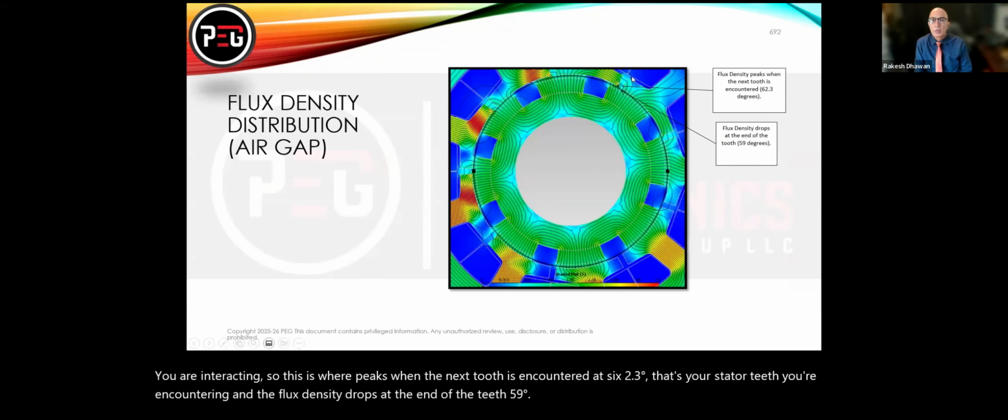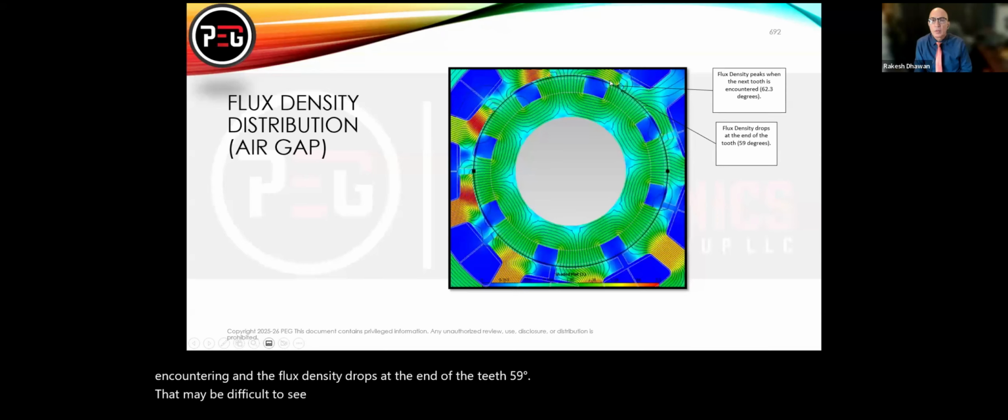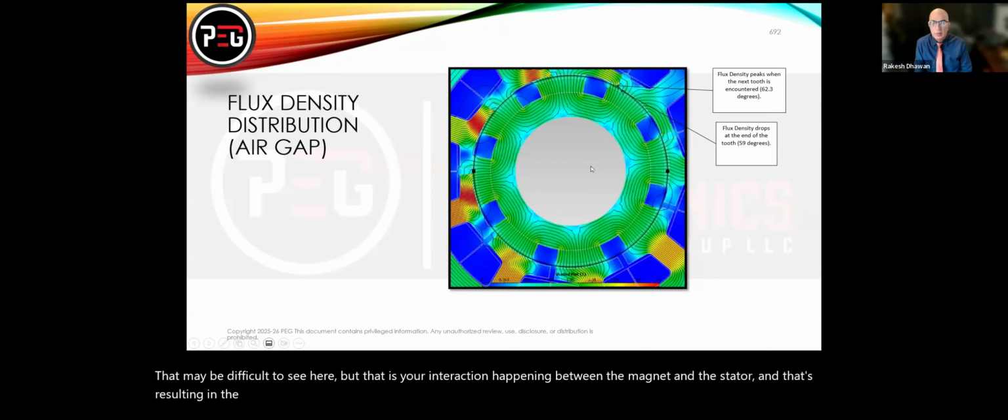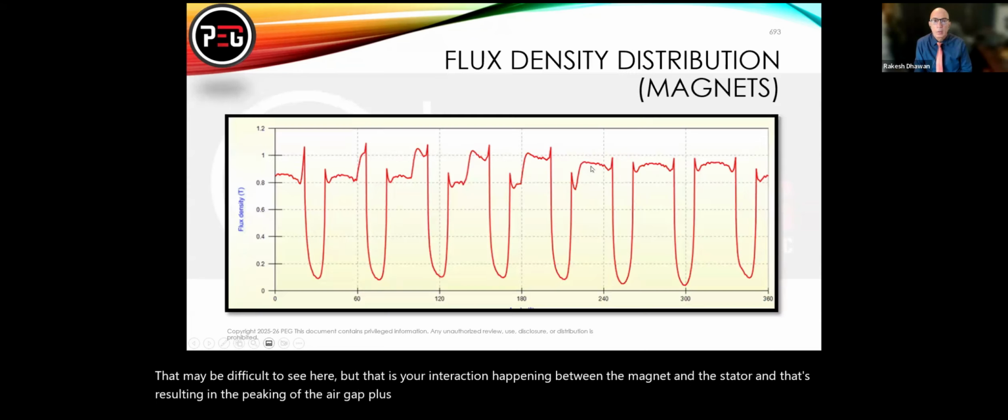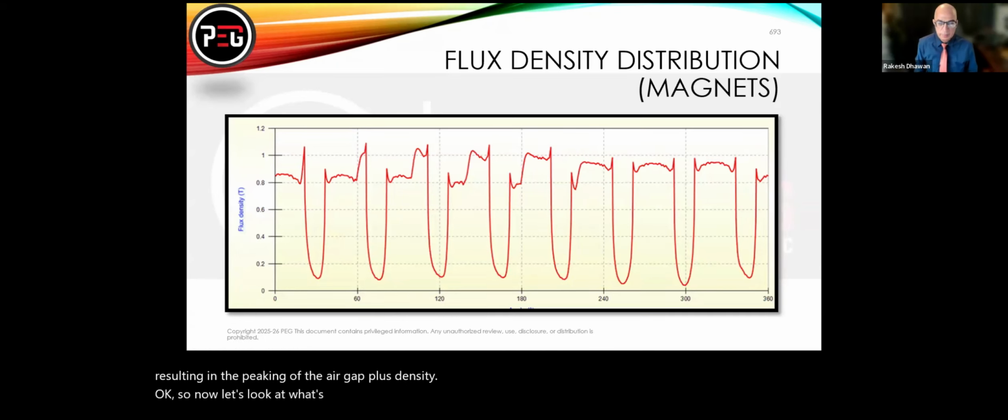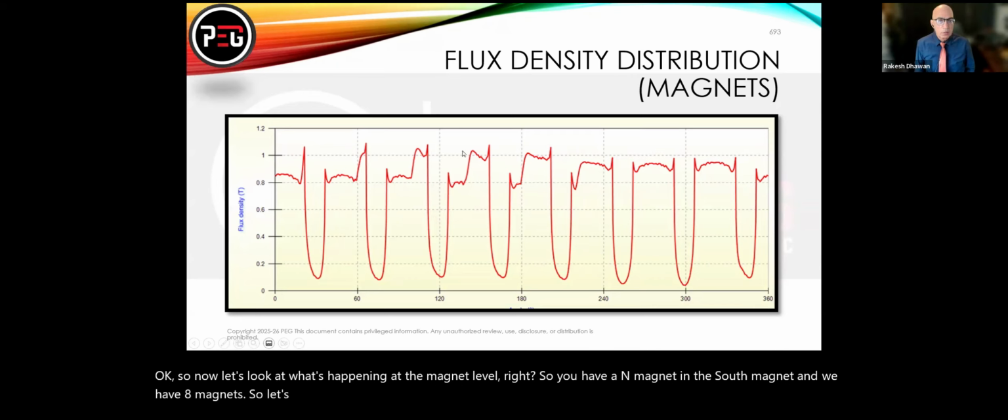That may be difficult to see here, but that is your interaction happening between a magnet and the stator, and that's resulting in the peaking of the air gap flux density. Okay, so now let's look at what's happening at the magnet level. So you have a north magnet and a south magnet, and we have 8 magnets. So let's see, 1, 2, 3, 4, 5, 6, 7, 8 magnets.